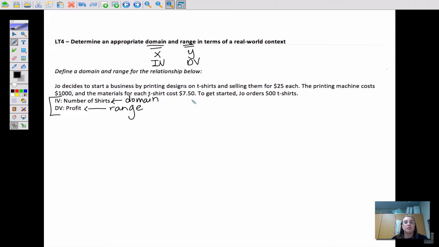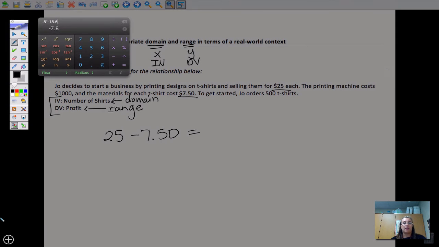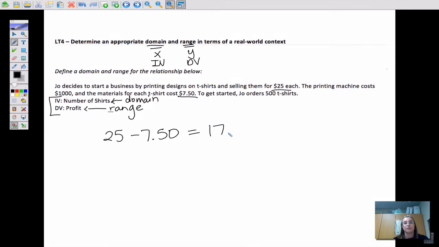So first of all, I just want to know how much profit he's going to make for each shirt. So it's $7.50 for each shirt, and he's selling them for $25. So I'm going to take 25 minus $7.50 to tell me what that profit is going to be for each one. $17.50 is the profit per t-shirt.